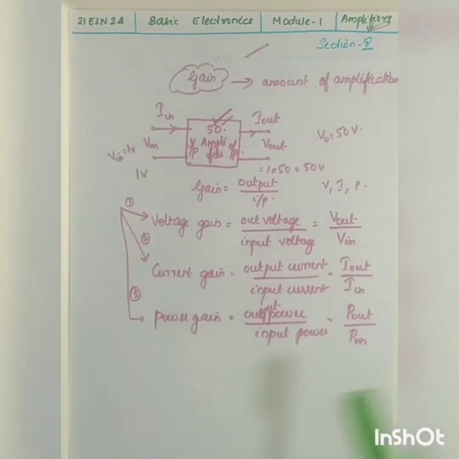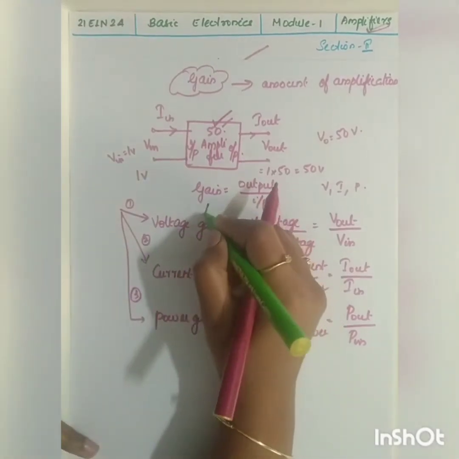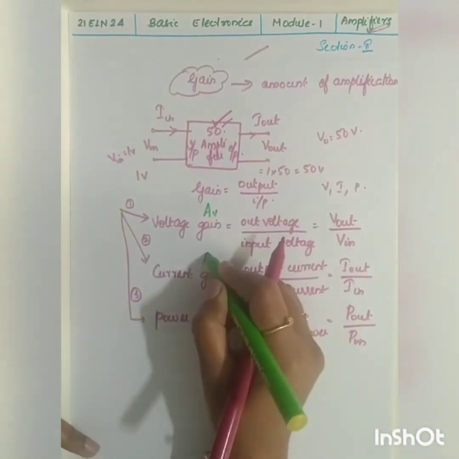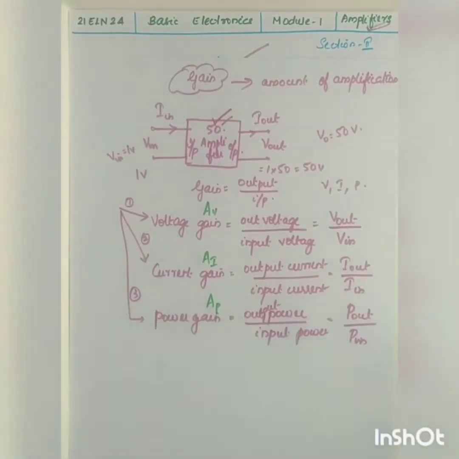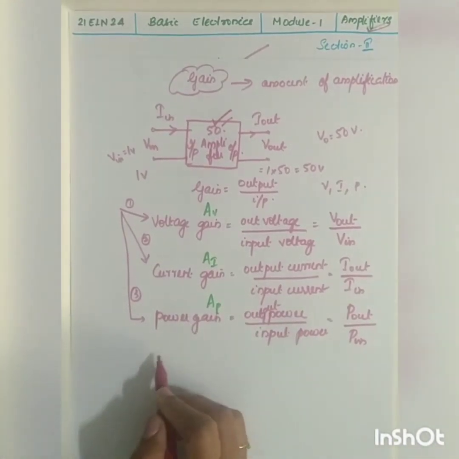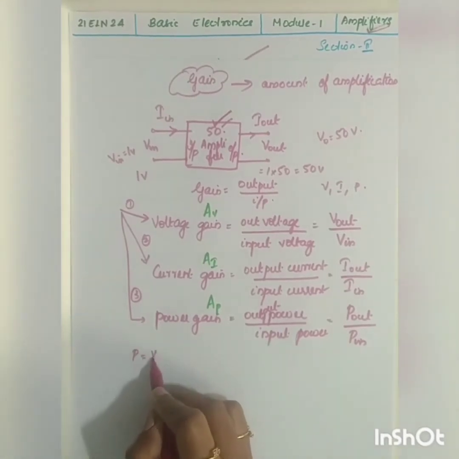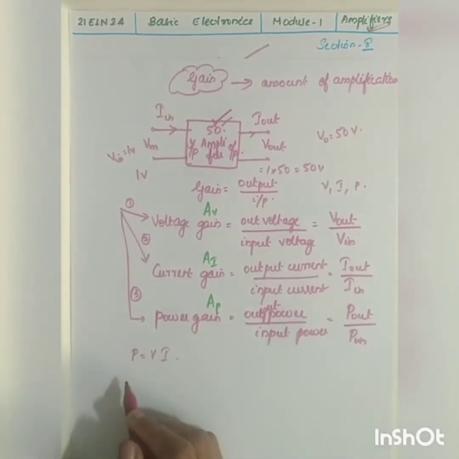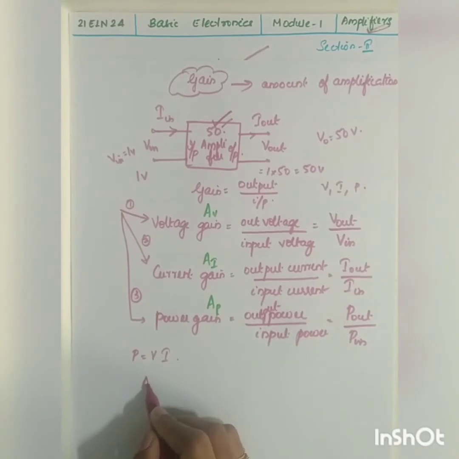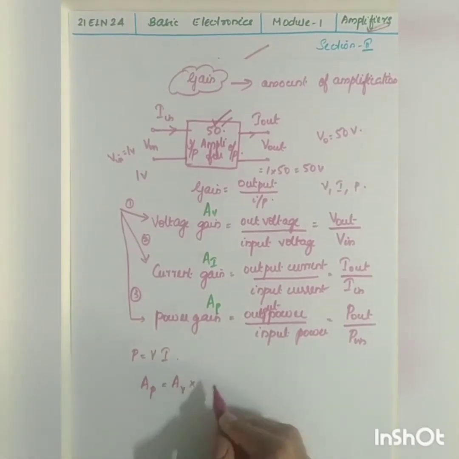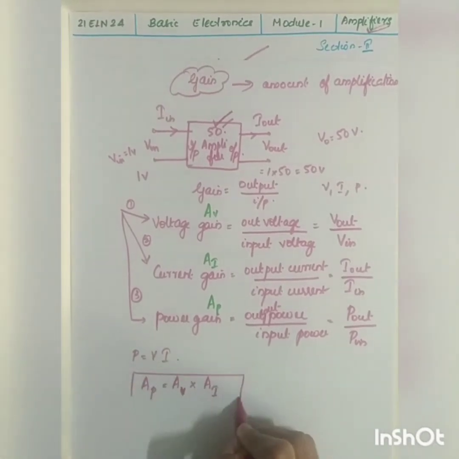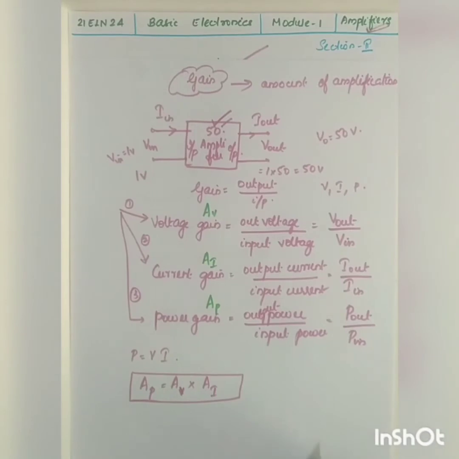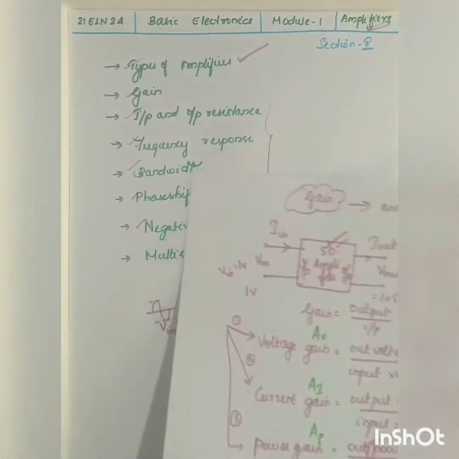Voltage gain is normally given as AV, current gain as AI, and power gain as AP. Now you know that power is equal to voltage into current, so I can write that your power gain is equal to voltage gain into current gain. This is another formula to find AP. So your second topic is done.